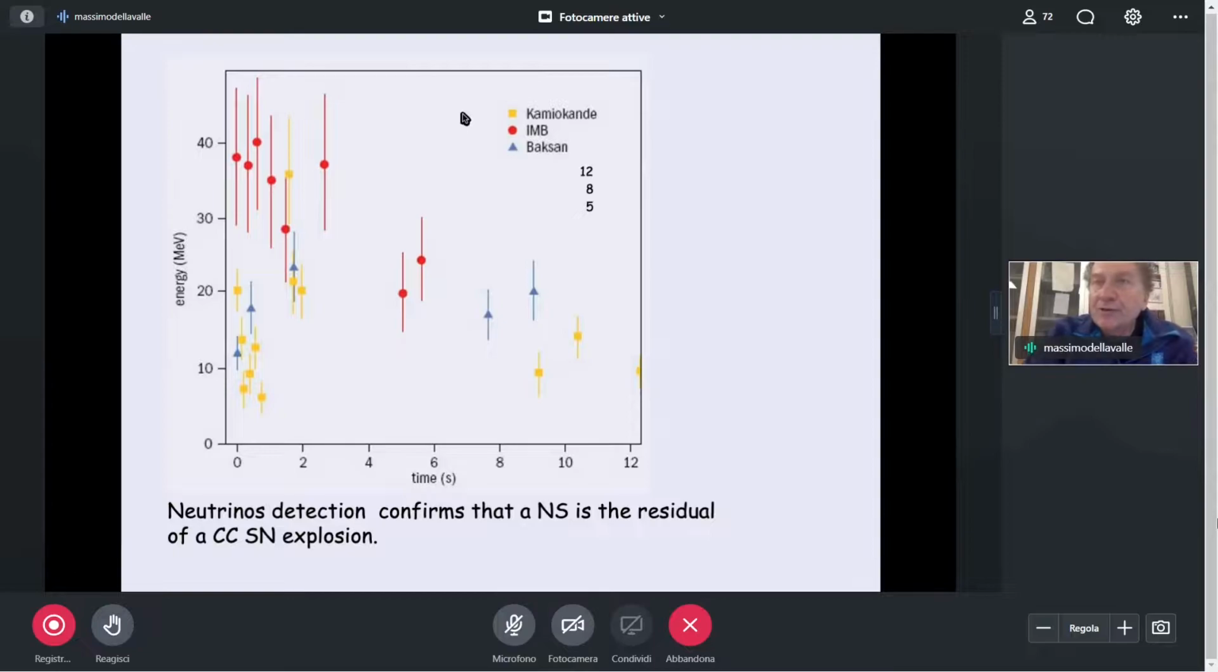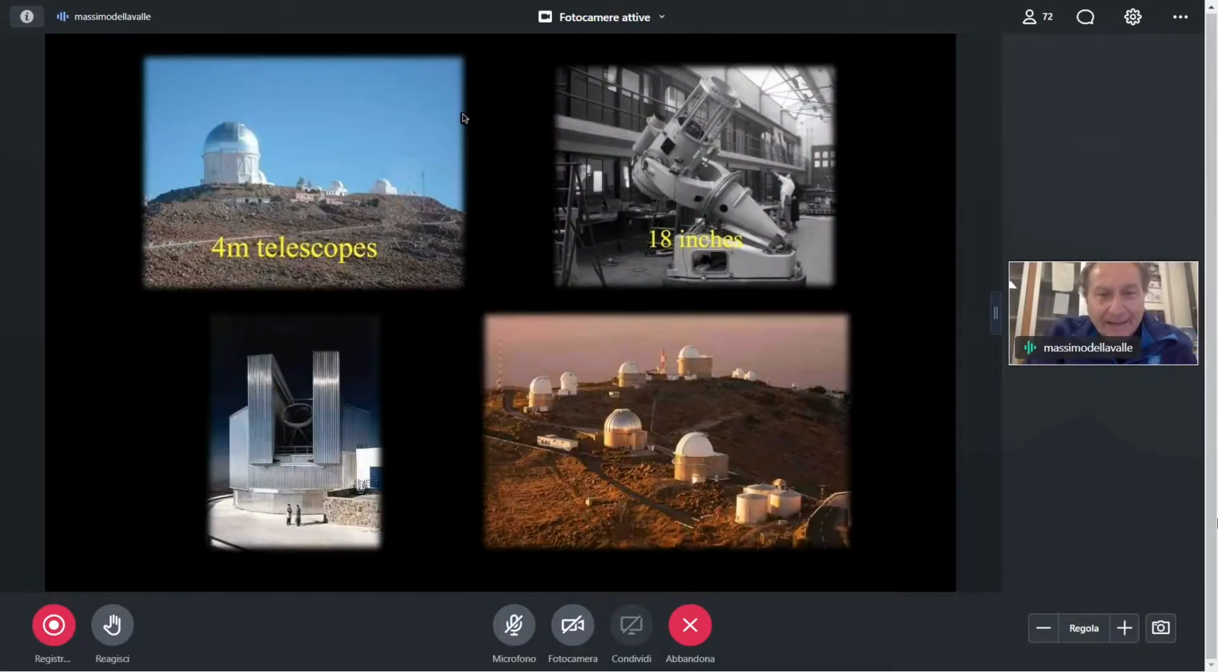I spent 4 years of my life in Chile trying to observe this neutron star. Unfortunately, we haven't discovered it yet. Anyway, let's go on.